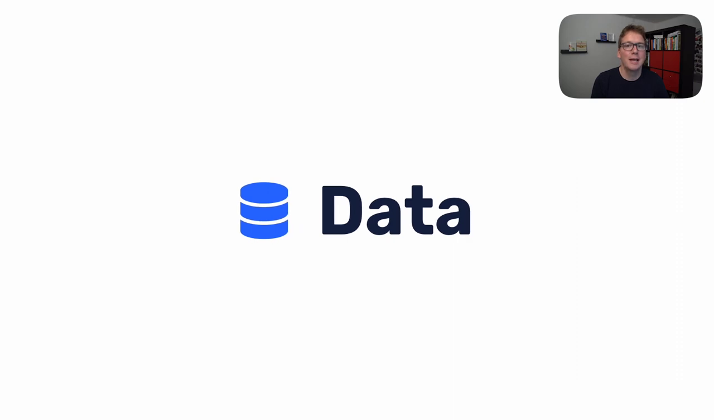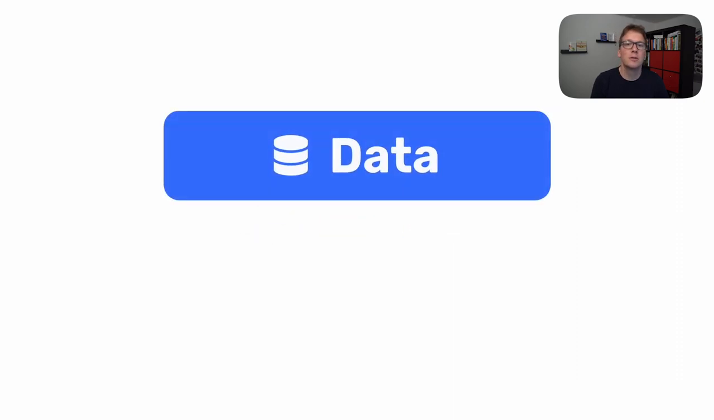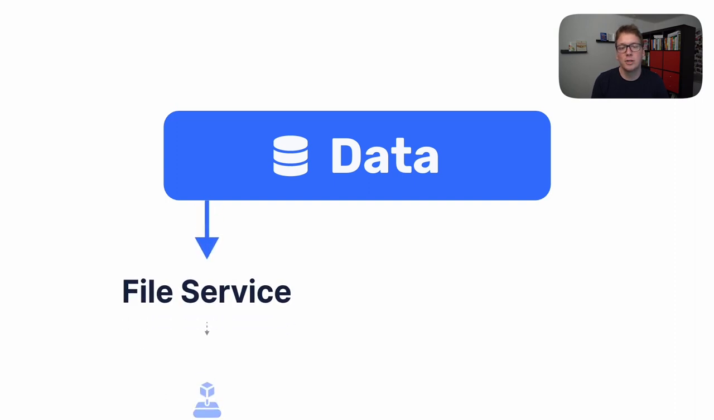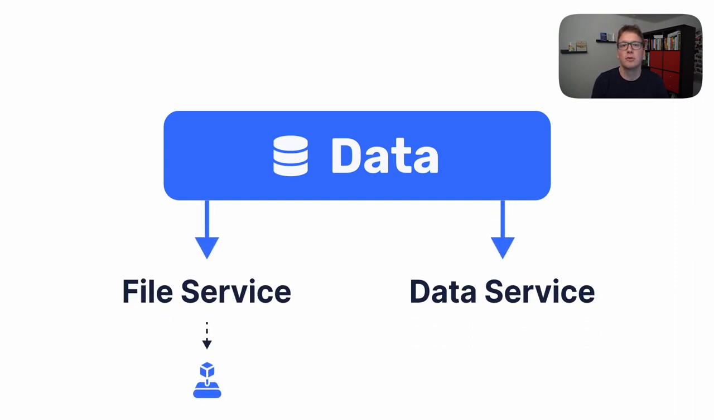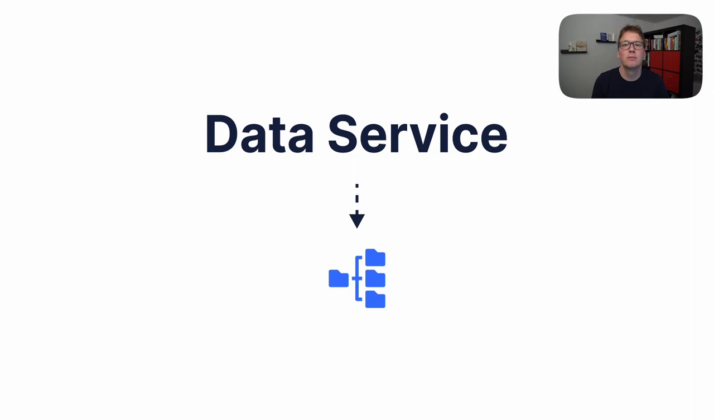In today's episode, we'll talk about data. Extra Horizon offers two services that handle data: the file service for object storage and the data service for structured documents. Today we will discuss the basics of how to use the data service for storing structured documents.